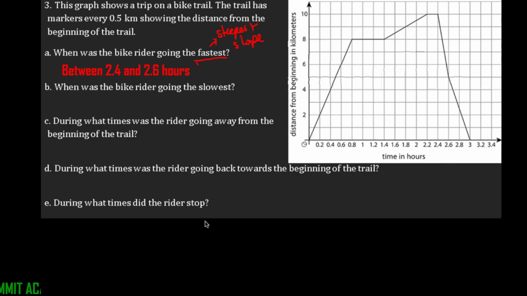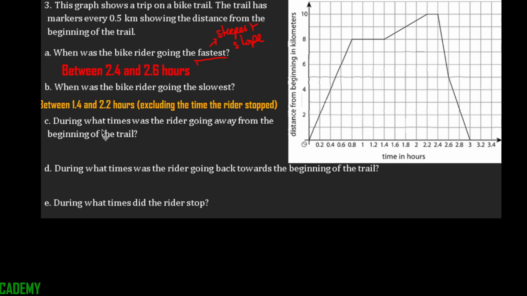And it says when was the bike rider going the slowest? Well, if we exclude those points where the rider is stopped, we can say between 1.4 and 2.2. So that's going to be this section right here. Notice how it's the least steep compared to the others, excluding the time where the rider stopped. So the flat part is where they are stopped.